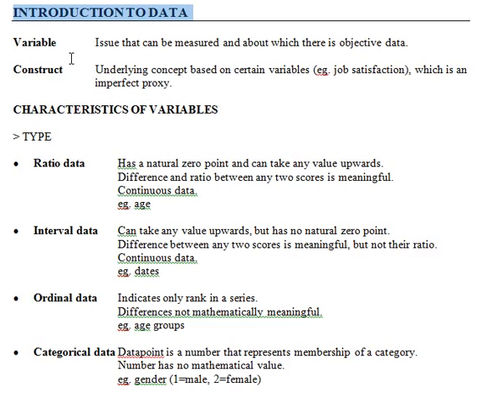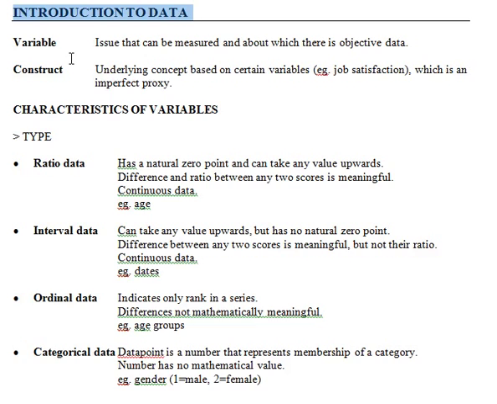And then characteristics of variables, we have different types. The first one is ratio data. Now this one has a natural 0 point and can take any value upwards. Difference in ratio between any two scores is meaningful, and this can only be applied to continuous data. For example, age, right? Age has got a natural 0 point. So think of you can't have negative age, you can't have negative height, you can't have negative weight. So those are examples of ratio data.